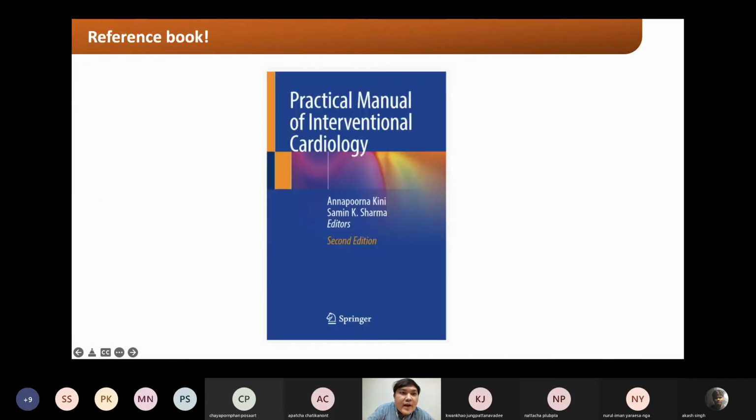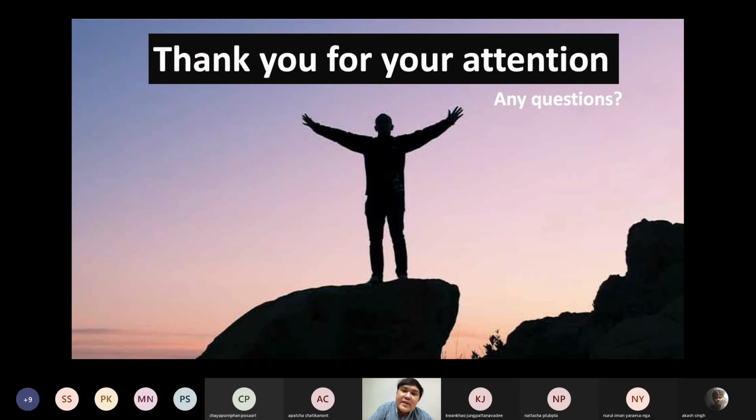All right, for additional information or additional content about this topic, you will find it in this book, Practical Manual of Interventional Cardiology. You can search for it in the e-book library of our university, and I think you can access it for free. Thank you for your attention.